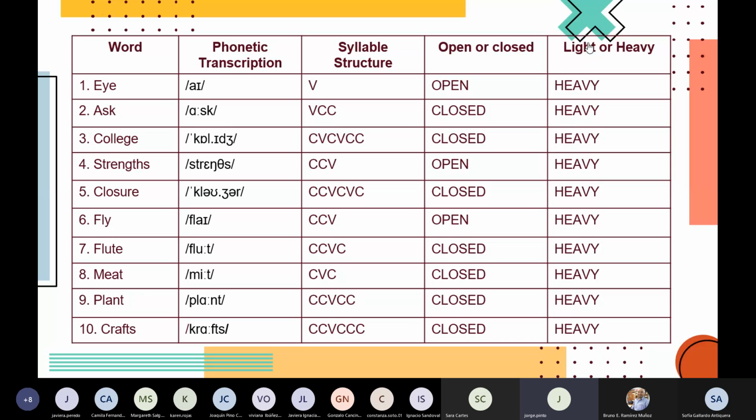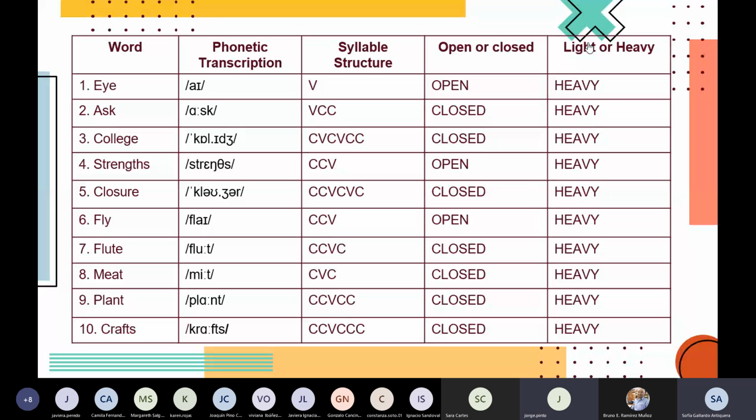Oh, I was going to say another thing. I have a question with number four, with strength, because it ends in a vowel sound, and I don't get that. Number four, did you say? Oh, four. Okay. Yeah, strength.